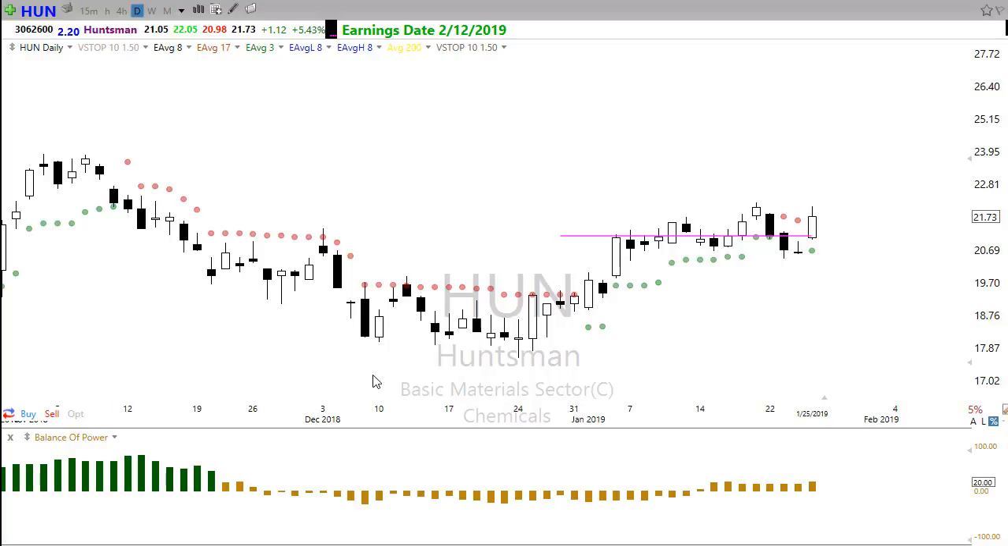Yeah, if you look at those options, Mike, they had a really wide bid-ask spread. And if you look at the open interest, you guys know that I got to see some trading in there before I'm going to buy an option.